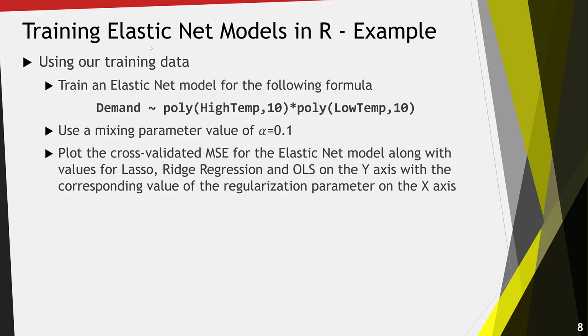If you recall, training elastic net models is as simple as changing the value of that alpha parameter in the glmnet function. So what I'd like to do is now train an elastic net model, again using that same formula. We'll set the value of the mixing parameter to 0.1. I chose this value by looking at several different iterations of this model and figuring out that 0.1 led to the lowest value of out-of-sample mean square error. After we train the model, I'm going to plot the cross-validated mean square error for the elastic net model, along with the values for lasso, ridge regression, and OLS on a plot similar to what we saw before.